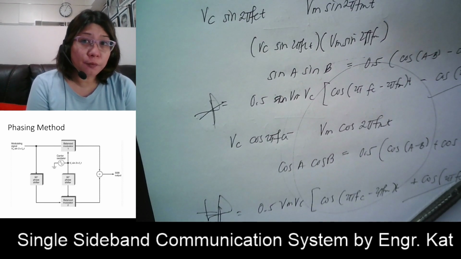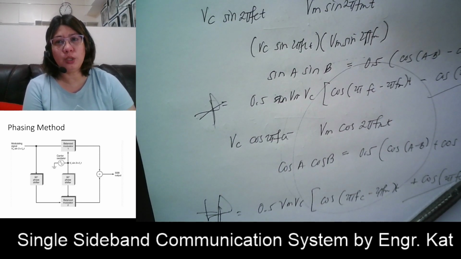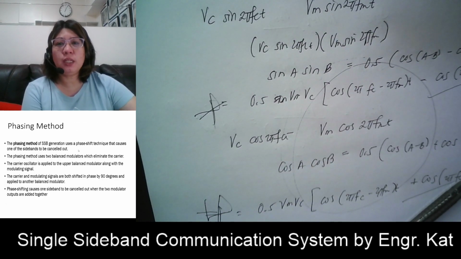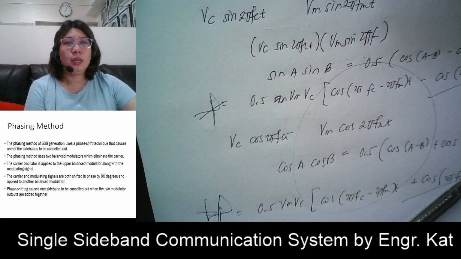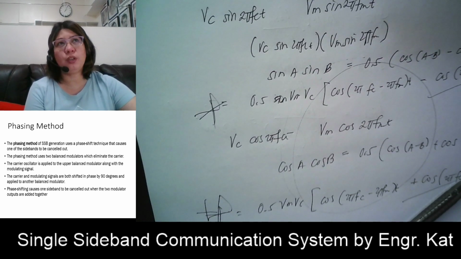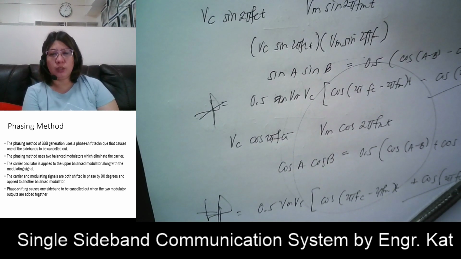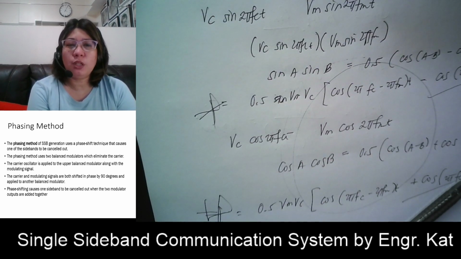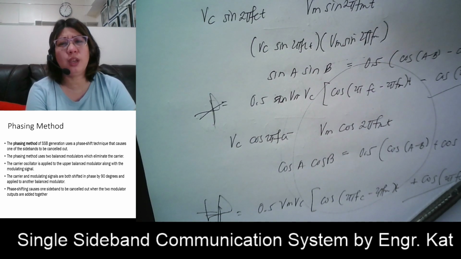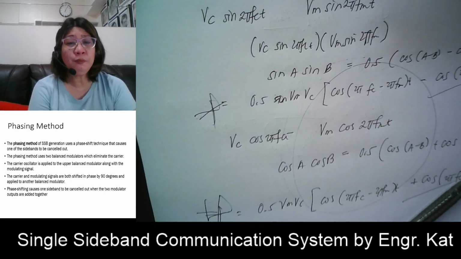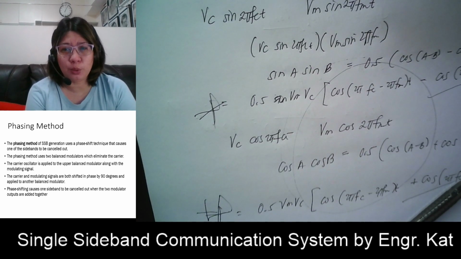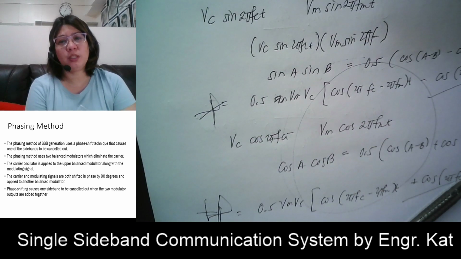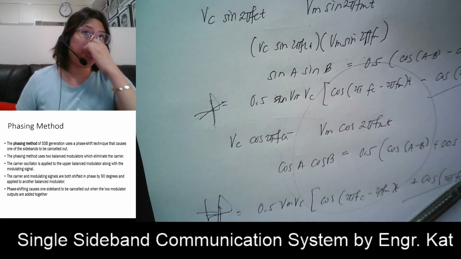Okay, so for phase shifters, we usually make use of RC networks. Okay, so RC networks are being used as phase shifters. Okay, so the phasing method of single sideband generation uses a phase shift technique that causes one of the sidebands to be cancelled out. So the phasing method uses two balanced modulators which eliminate the carrier, and the carrier oscillator is applied to the upper balanced modulator along with the modulating signal. So the carrier and the modulating signals are both shifted in phase by 90 degrees and applied to another balanced modulator. So phase shifting causes one sideband to be cancelled out, particularly the upper sideband, when the two modulator outputs are added together. Okay, so what is left is the lower sideband.